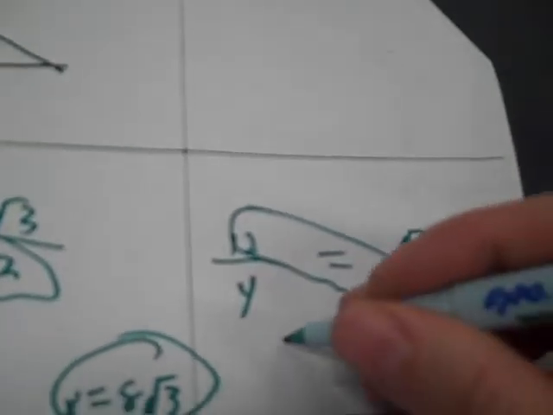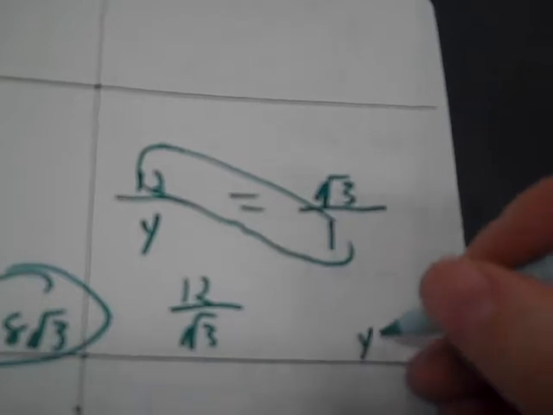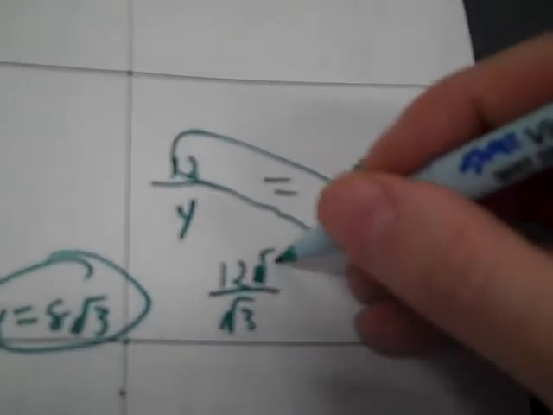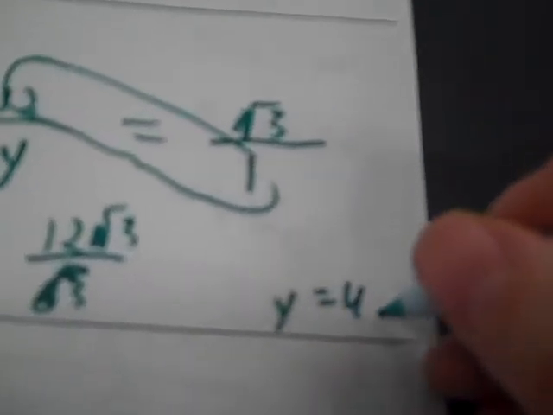Okay, so again, 12 times 1 is 12, and the same thing's going to happen where I can't really divide by the square root of 3. So again, I bring square root of 3 to the top, and then 12 divided by 3 is 4, so y is 4 square root of 3.